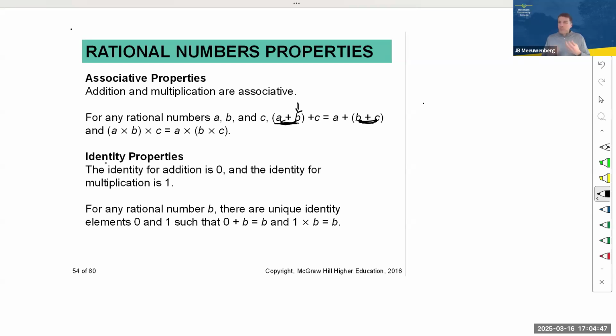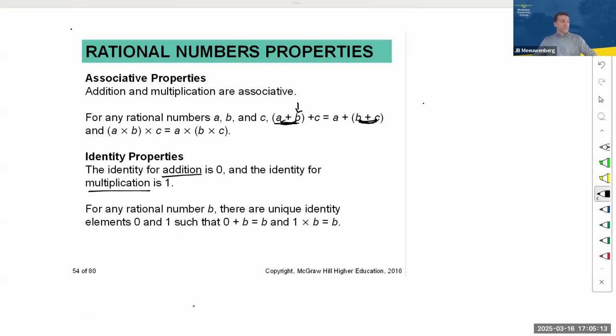And then we have identity. Remember, identity is who you are as a number. We have two different types of identity properties. One is for addition, and that is 0. If you add 0, you stay the same. You didn't change the number. For multiplication, that number is 1. Multiplying a rational number by 1 gives you that same rational number. So those are the identity properties.